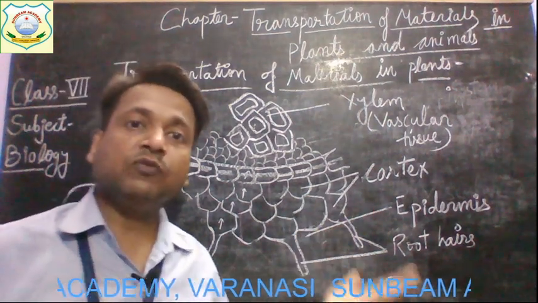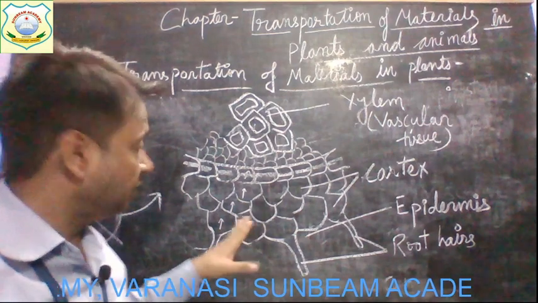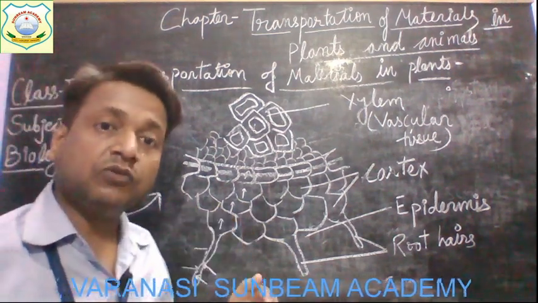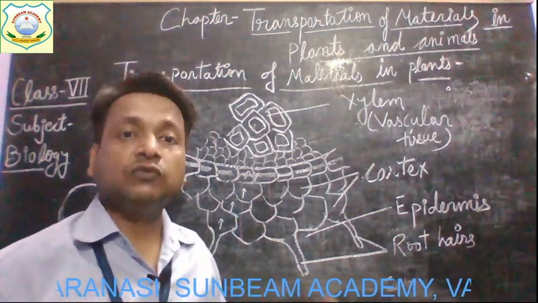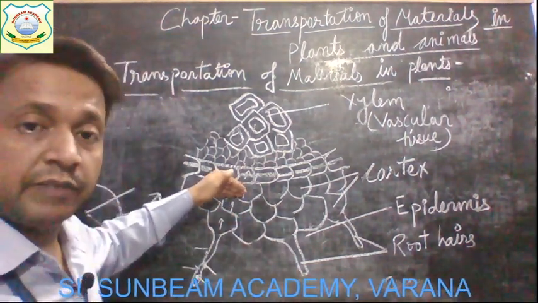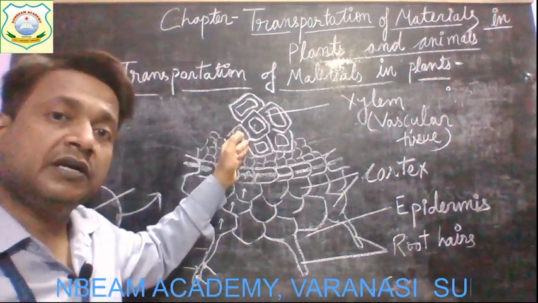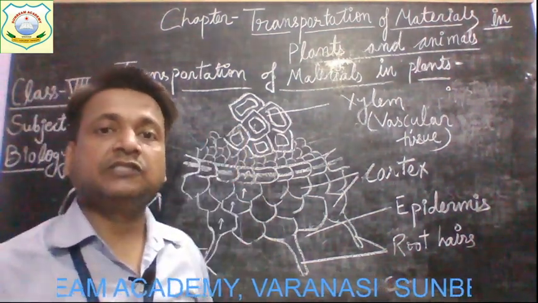So the upward movement starts when the water reaches the xylem tissue, not from the root hairs. From the root hairs only the water diffuses and moves one by one through the different cells and goes to the xylem tissues, and from here the transportation starts.